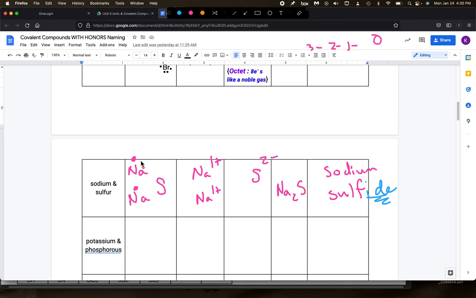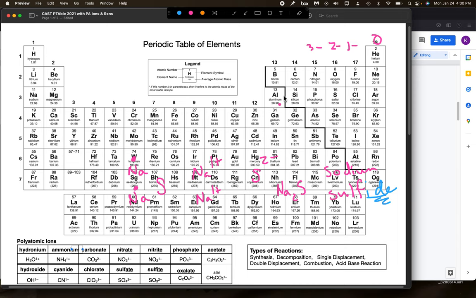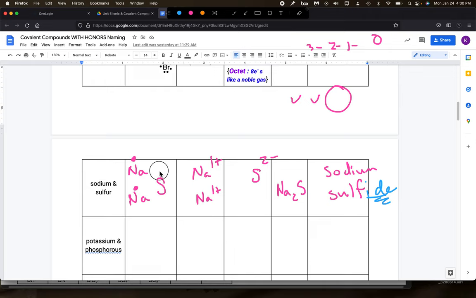Dot, dot for sodium. Sodium is right here, so it only gets 1 dot. And sulfur is here, so it gets 1, 2, 3, 4, 5, 6 dots. So we need 6 dots. Now we need arrows. The arrows show the transfer of electrons from the metal to the non-metal. So these no longer have electrons shown. And then this will form an octet.